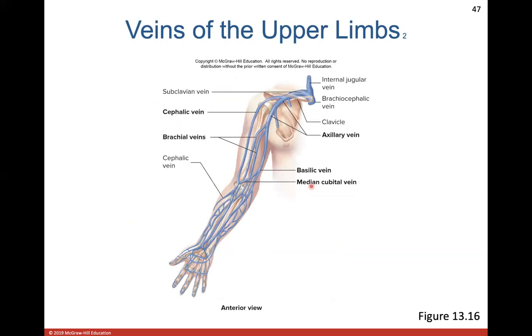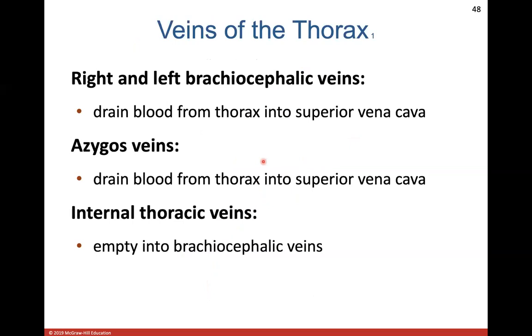So here are veins of the upper limb, kind of similar but not exact to the artery nomenclature, but the subclavian vein changes names into axillary vein, into brachial vein, and then into the median cubital vein. And you see some branches here, the cephalic vein and basilic vein, and all are draining blood from the arm back into the heart.